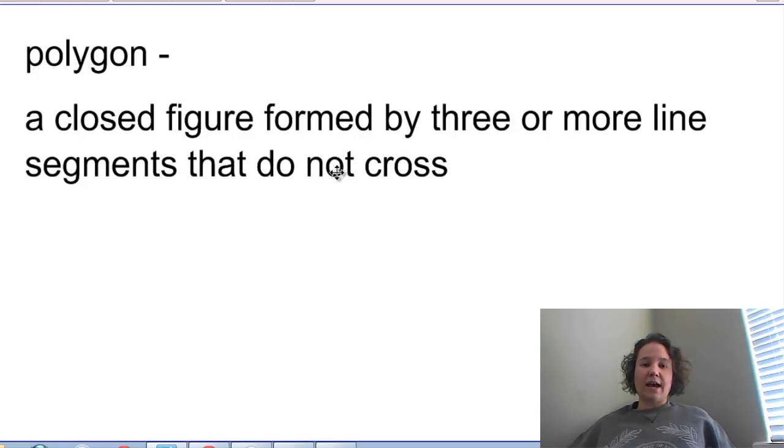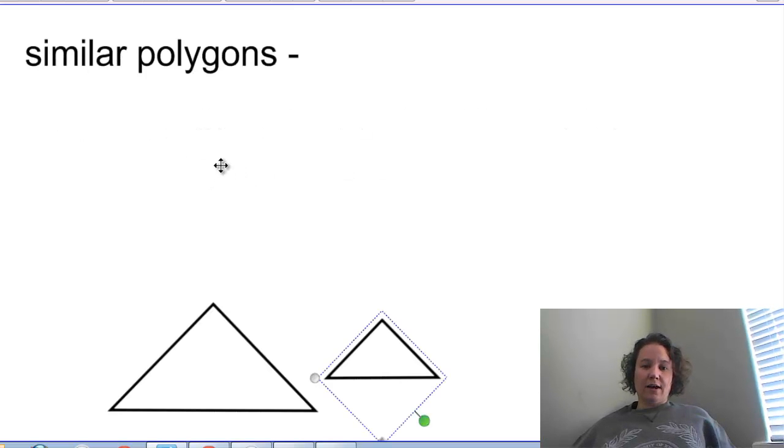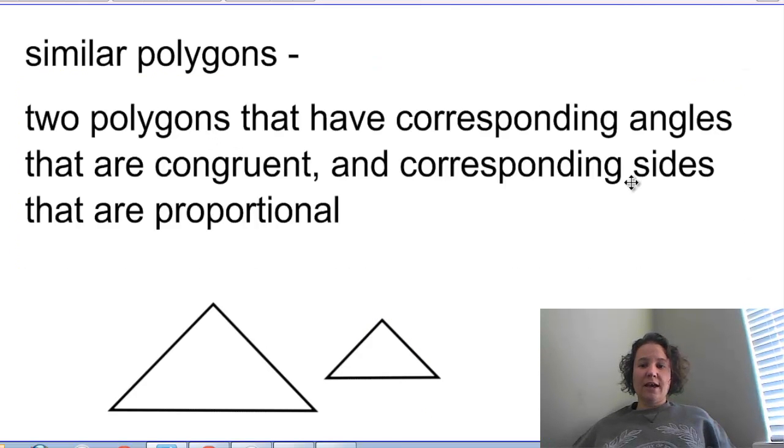So you can't have curved sides, you can't have gaps in it, and you can't have any sides that cross. So pretty much any of the geometric shapes that you can think of would be polygons, except for a circle is not a polygon, but like a square, rectangle, hexagon, pentagon, all of those things are polygons. So similar polygons are 2 polygons that have corresponding angles that are congruent and corresponding sides that are proportional.